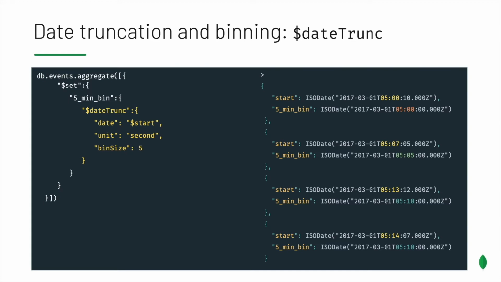We provide the field that contains the date and describe the size of the bin. Here it is 5 minutes. And in the output, our documents will fall into those bins. Here, for 4 documents, we got 3 bins for 500, 505, and 510.